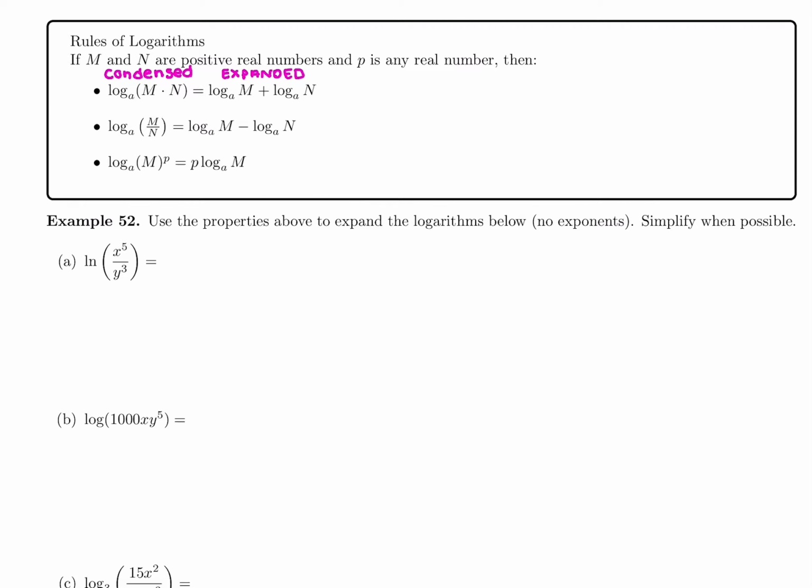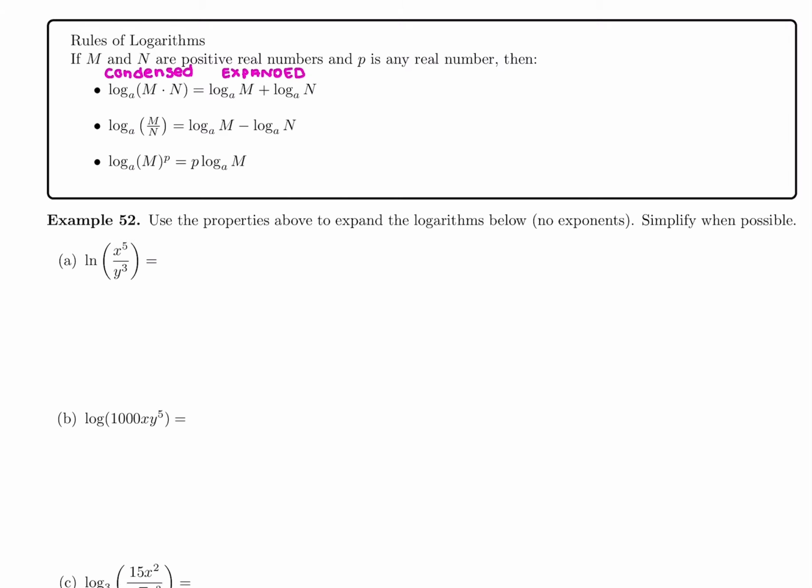So at first I can start with two steps. Looking at this first example, we have ln of x to the fifth divided by y to the third, and we want to expand it fully. Of these three things, the first thing I notice is we have some division. Division on the inside means subtraction when we expand it. So that's what we're going to do first. We're going to say this is really ln of x to the fifth minus ln of y to the third. Anything in the denominator is going to be subtracted.